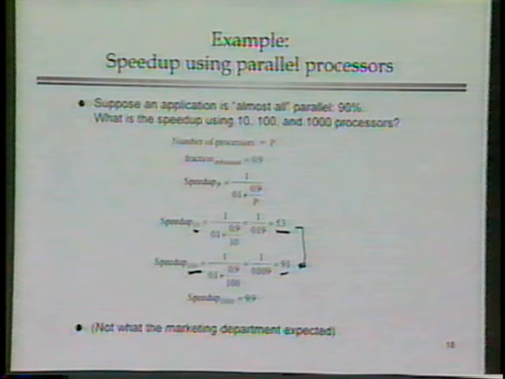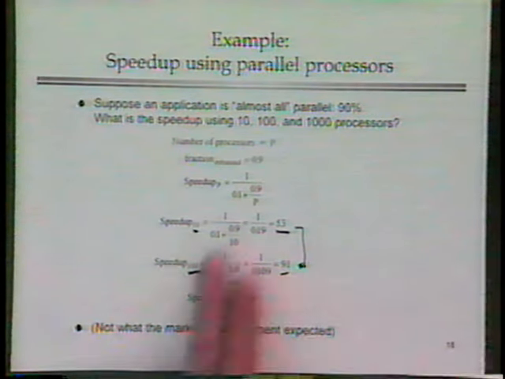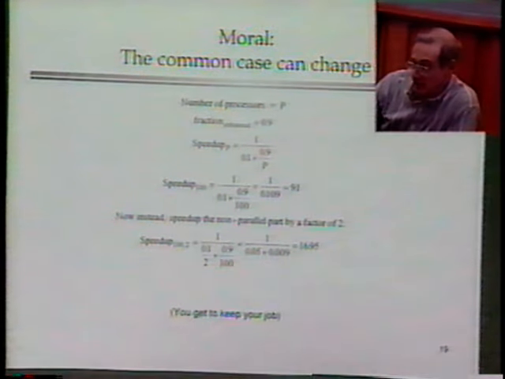So the moral is that the common case will change depending on what you've done to speed up the computer. And once we've sped up the computer by introducing a number of parallel processors, we'd better do something else because otherwise we're wasting our time. And here's an example of the something else.